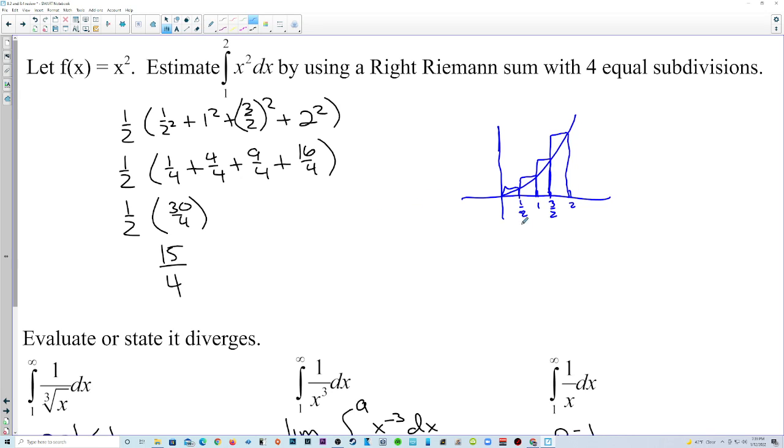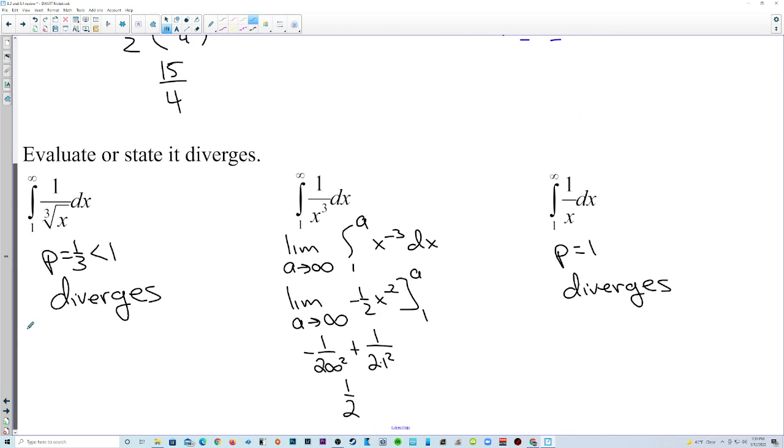But now we're plugging in a half, 1, 3 halves, and 2 for the right side, for a right Riemann sum. And we're plugging that into x squared. So we're squaring each of those, right? So there they are squared. All that adds up to 30. So we end up with 15/4 on that for a right Riemann sum.